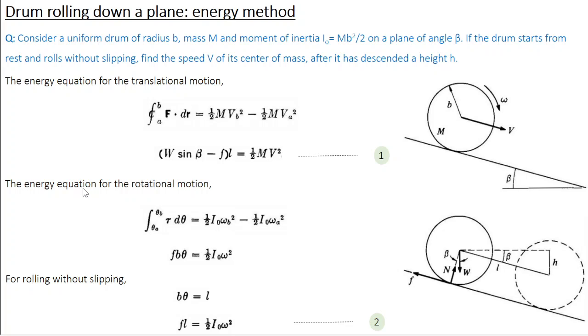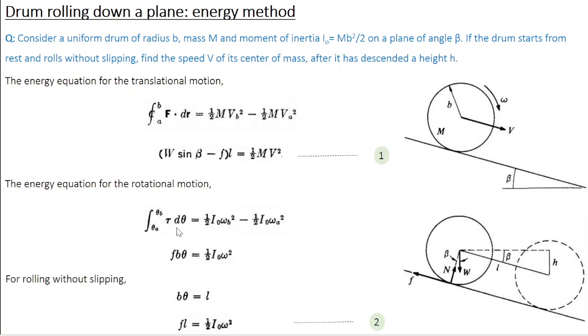Moving over to the energy equation for the rotational motion. The integral from theta a to theta b of tau d theta equals half I naught omega b square minus half I naught omega a square. Once again, solve the right hand side first. Omega a is the angular velocity at position A, but at this position it is at rest, so omega a equals 0. Omega b is the final angular velocity, which is nothing but omega, so the right hand side is half I naught omega square.